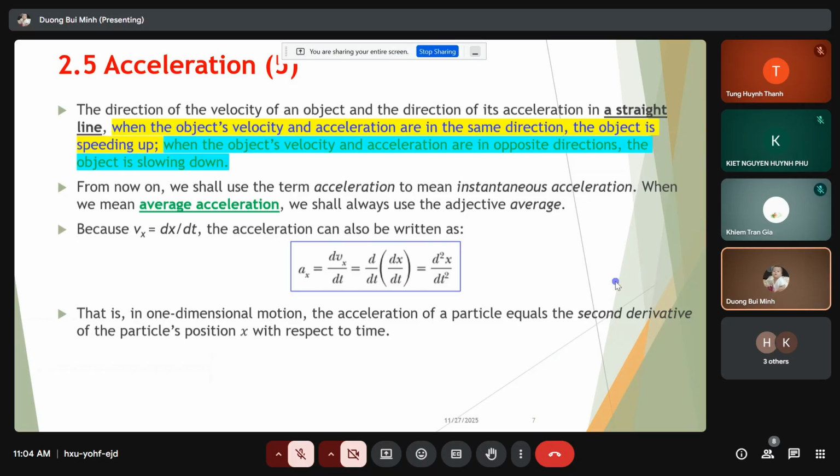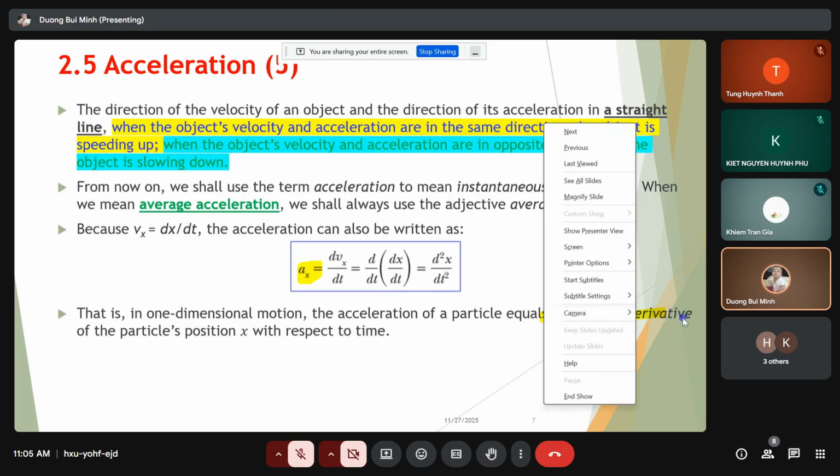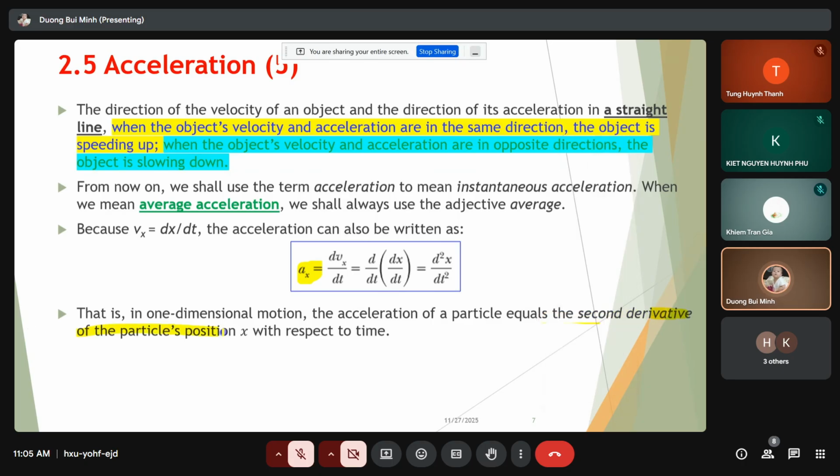Average acceleration. Of course, we know average acceleration is delta Vx over delta t, and this is instantaneous acceleration. We can calculate instantaneous acceleration by taking the second derivative of the position x with respect to time.